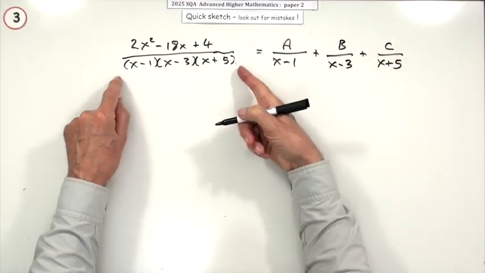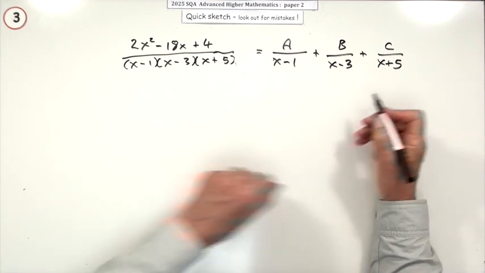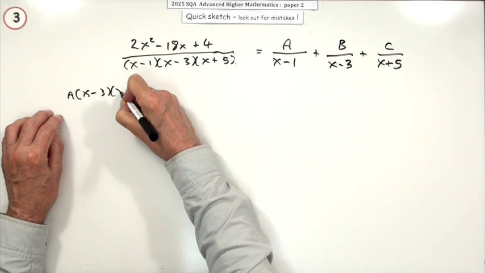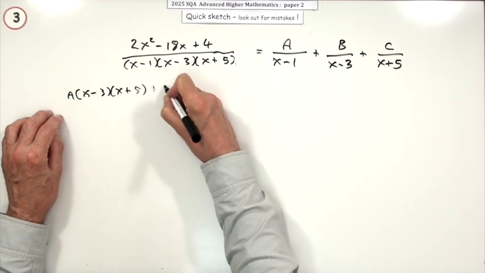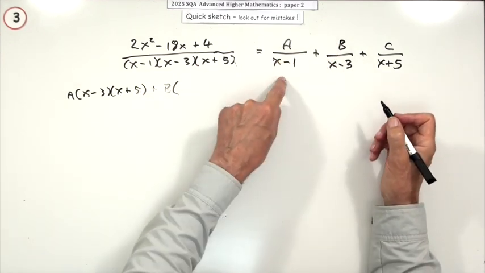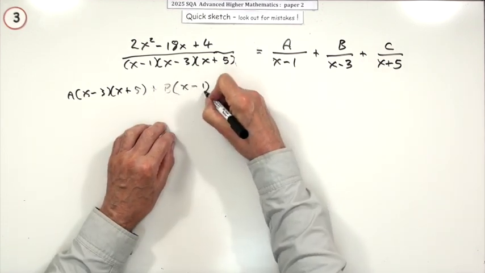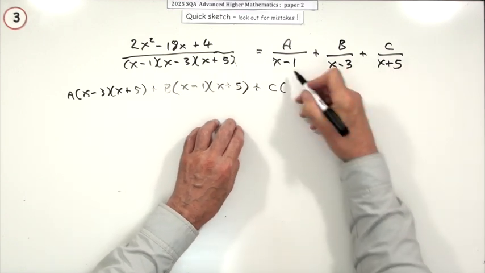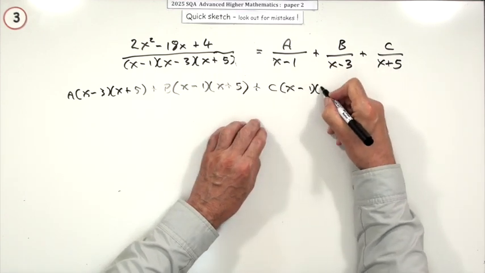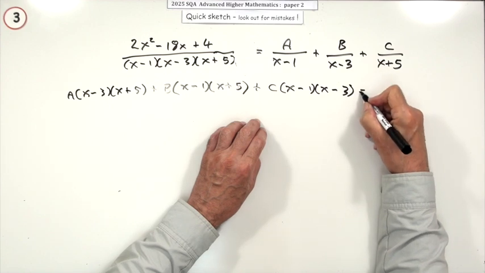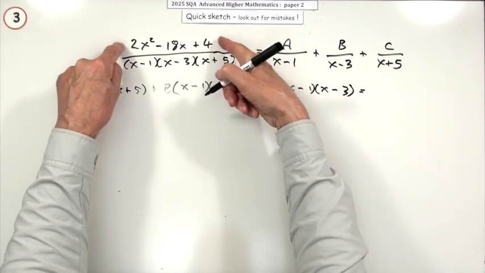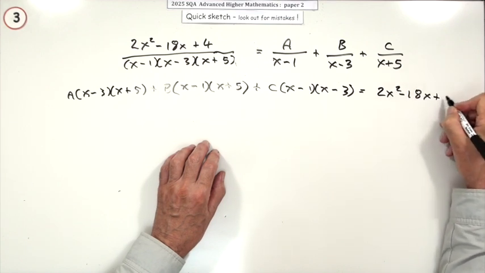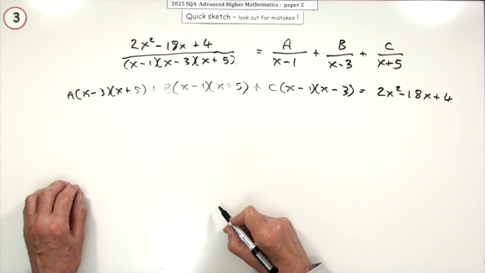So if you were to put that back into this single fraction, A would have to be multiplied by those 2. So A times (x minus 3)(x plus 5). B would have to get multiplied by those 2: (x minus 1)(x plus 5). And C would have to be multiplied by those 2: (x minus 1)(x minus 3). And when you add that lot back up, it should produce the same numerator, 2x squared minus 18x plus 4.